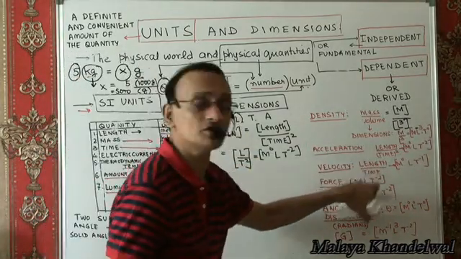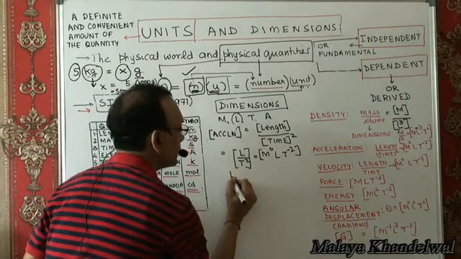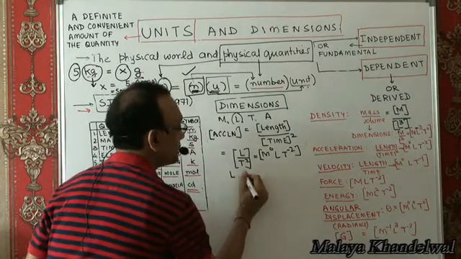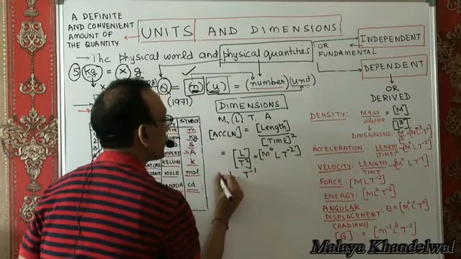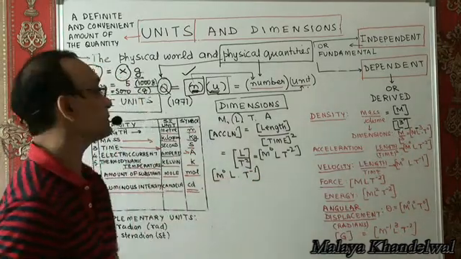Look at velocity, length by time. Length by time means dimensions of length, which is L, divided by dimensions of time, that means T to the power minus 1, and there is no mass involved. These are the dimensions of velocity, right?